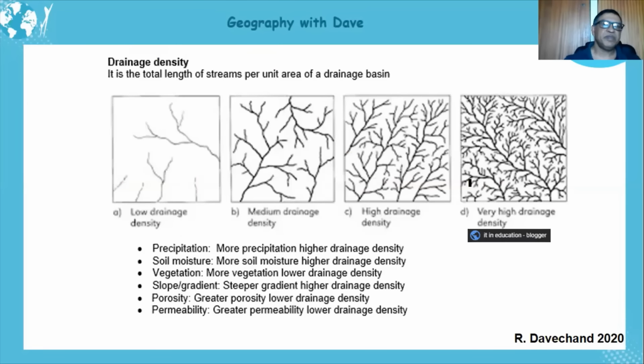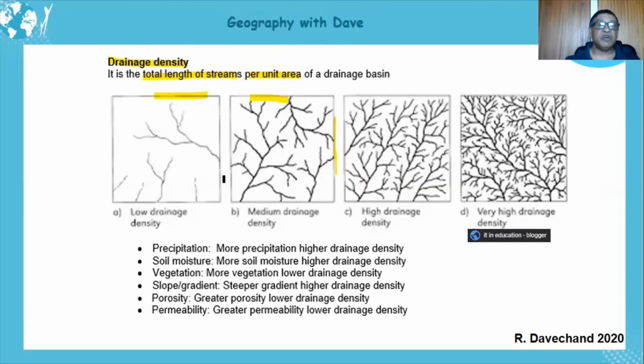Okay. Then drainage density. What is drainage density? It's the total length of streams per unit area. So how many streams are found in a specific area? Now, very easy, we can look at it here. All these block sizes are the same. If you look at them all around, they are the same.